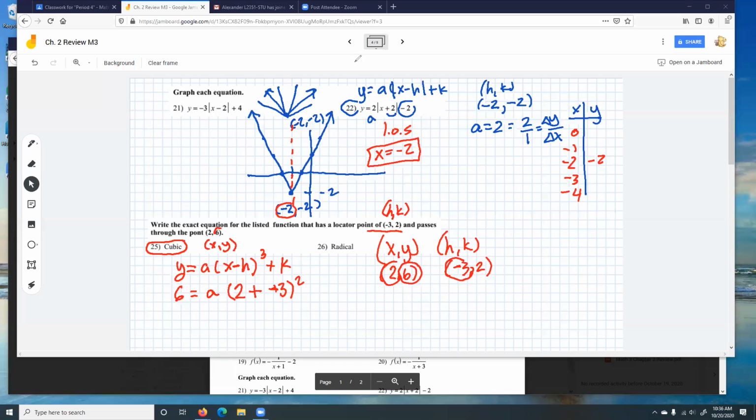And I keep writing squared. I did that on my work earlier today. It should be cubed, so I'm going to change that to cubed. And then plus K. K value is 2, plus 2.